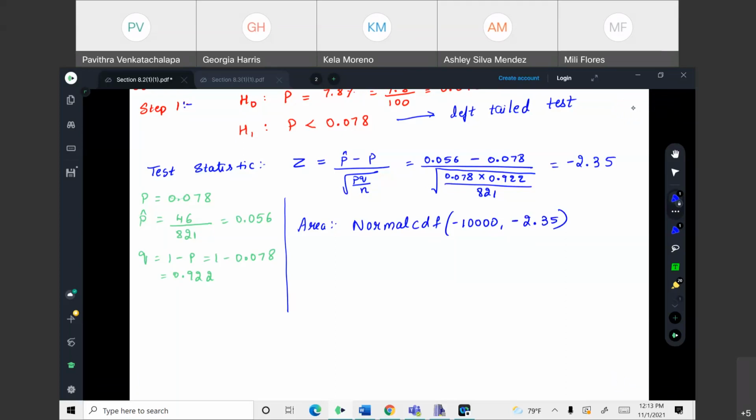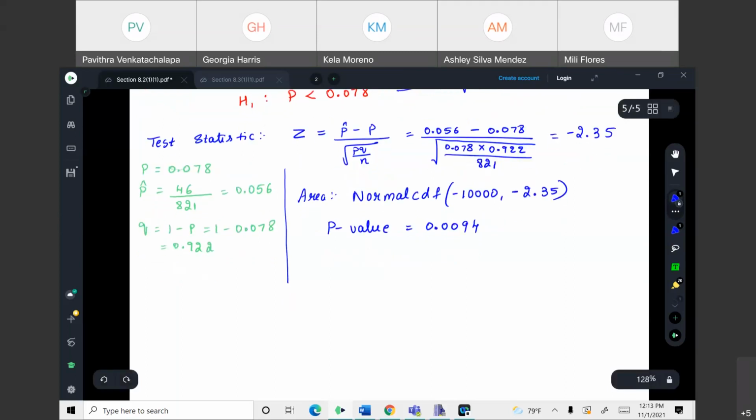Did you get the area? How much is that? So that's your p-value. P-value will be 0.004994. So now all you have to do is compare this p-value with alpha. Now let's do our initial conclusion. P with alpha.